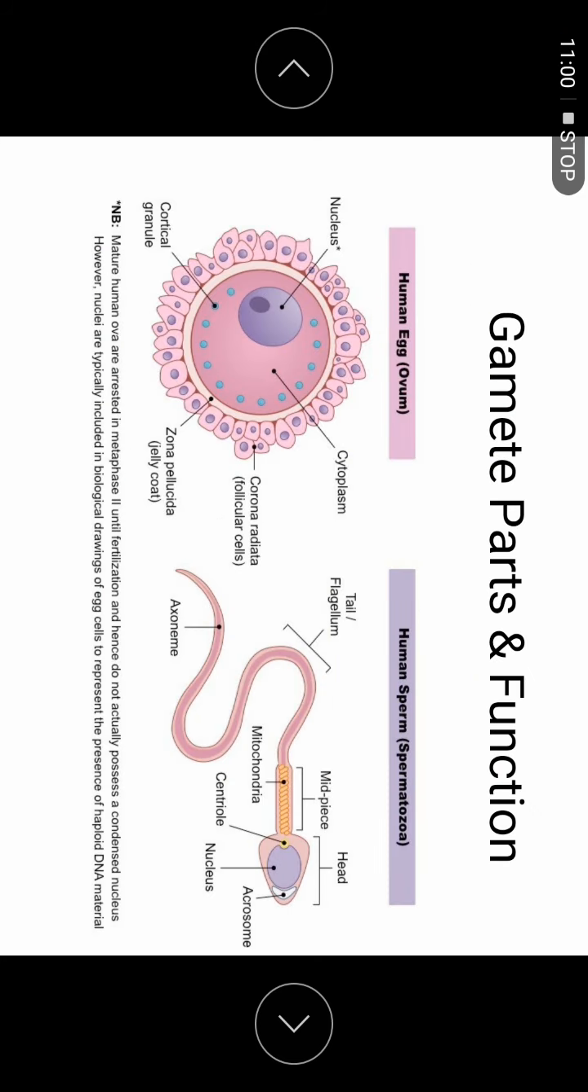So these are the gametes. We will see the sperm first, which we call the spermatozoa. You know that the spermatozoa have a head region, the middle piece, and then the tail for mobility. The head has one part we call the acrosome. Behind the acrosome is the nucleus, and then the centriole. The middle piece has a lot of mitochondria to provide energy. You have to know the function.